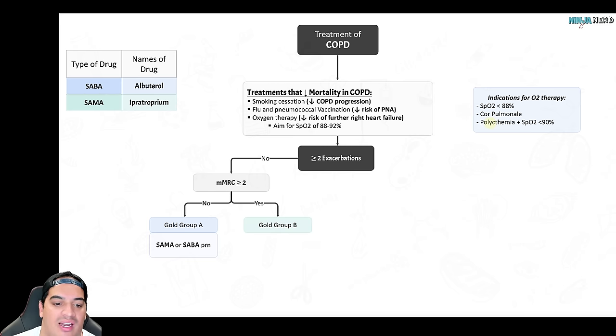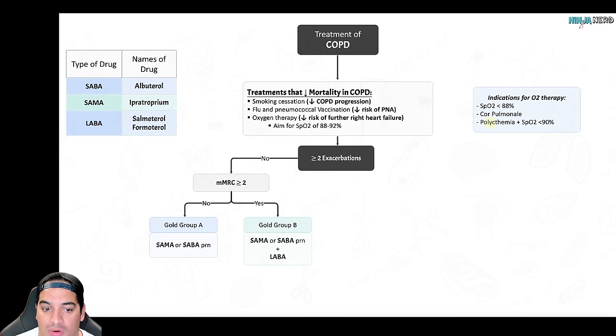So we'll do either, again, a SAMA or a SABA, right? But we'll add on a LABA. So we'll add on something like salmeterol or formoterol. Now, if their 2+ exacerbations is yes, then we're in what's called gold group C.